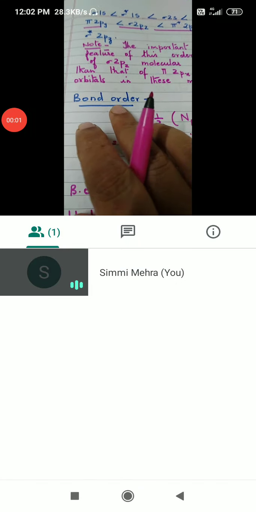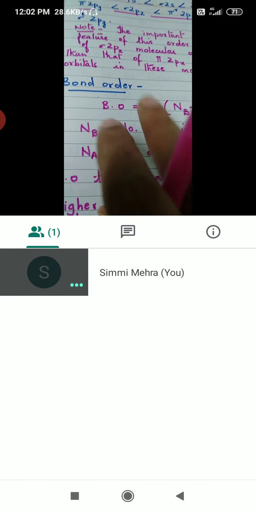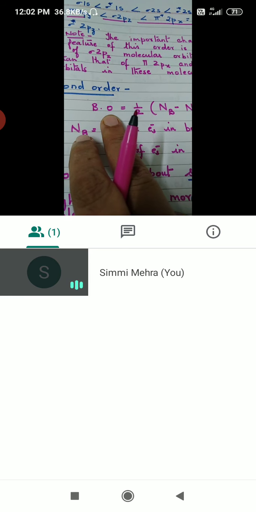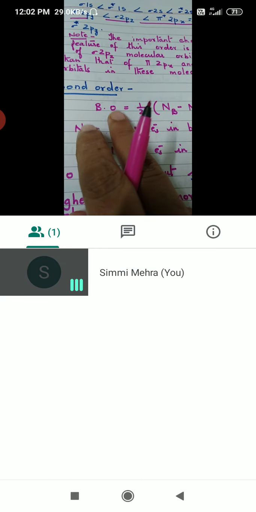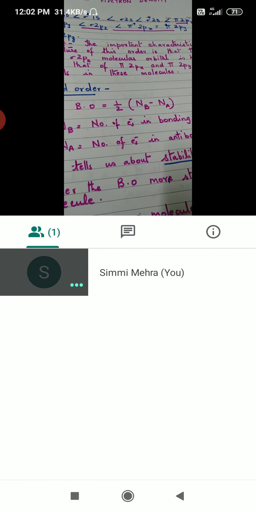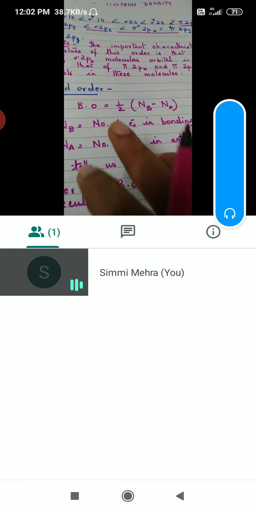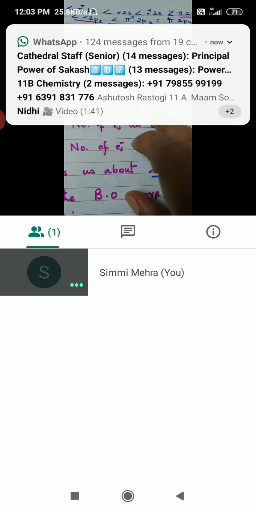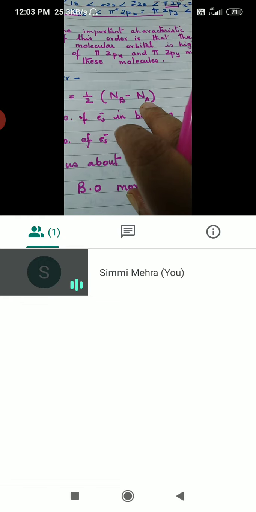Okay, now after molecular orbital electronic configuration, let's talk about bond order. Bond order, as I have previously defined, is the total number of bonds formed between two atoms in a molecule. But how can we calculate bond order with the help of molecular orbital electronic configuration? There is a formula for it. Bond order is equal to half the number of electrons in bonding molecular orbitals minus the number of electrons in anti-bonding molecular orbitals.